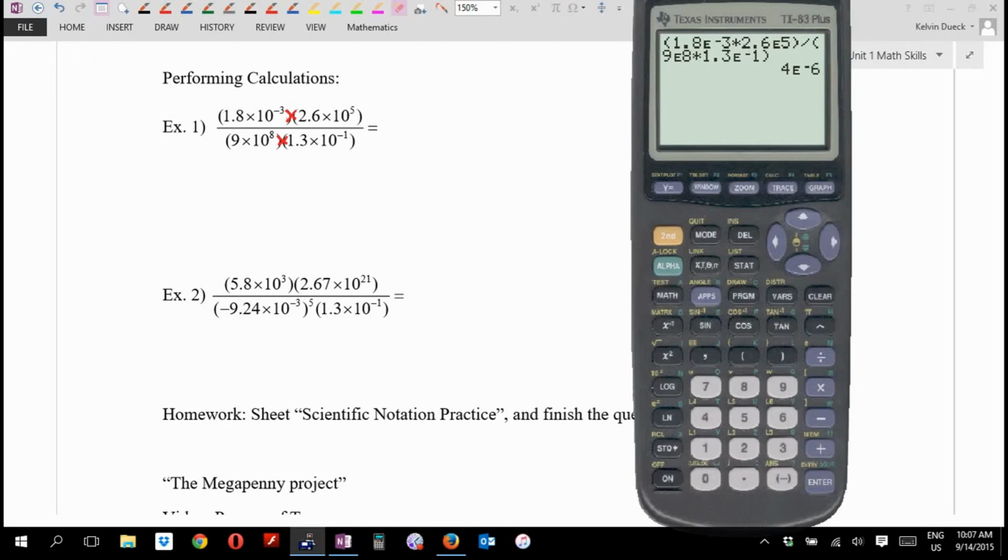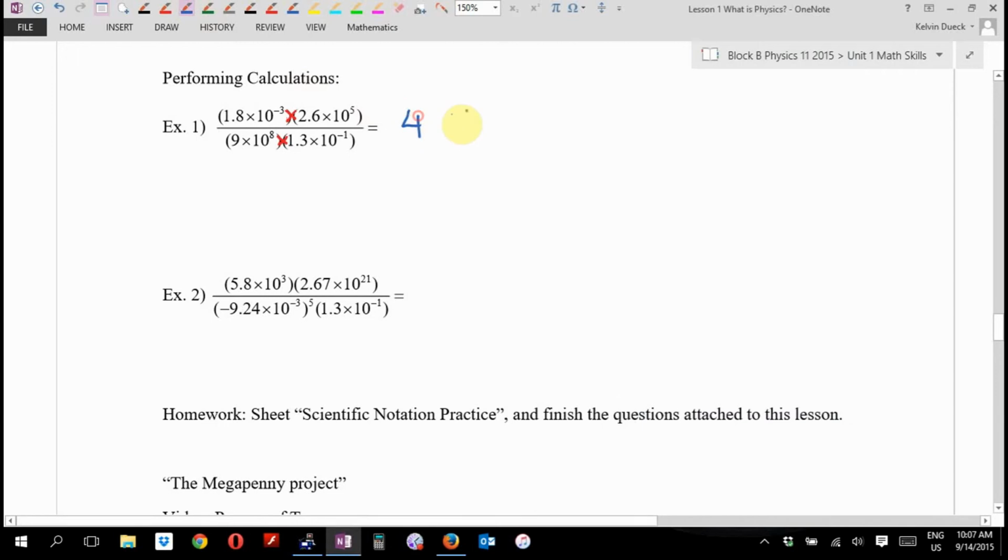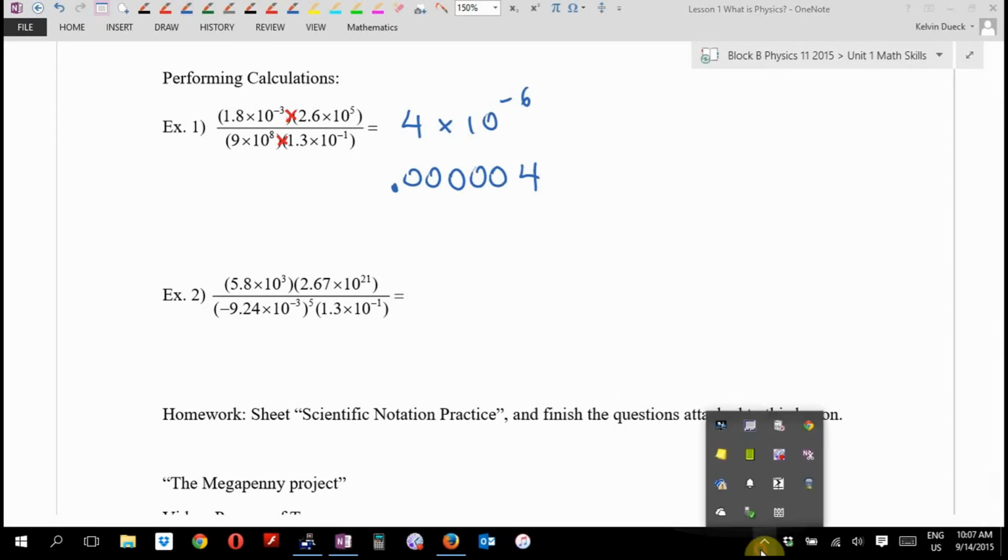Now, I don't write 4E minus 6. And I know some of you, it says different. I know on my calculator, when I see this, it really means times 10 to the -6. Now, some of you, your calculator may have said 0.00004, which is also 4 times 10 to the -6. Whose calculator said that? Okay. Pause the video.